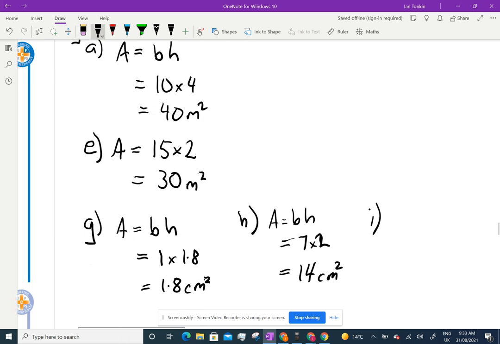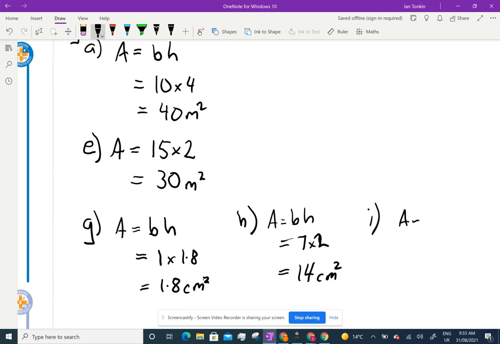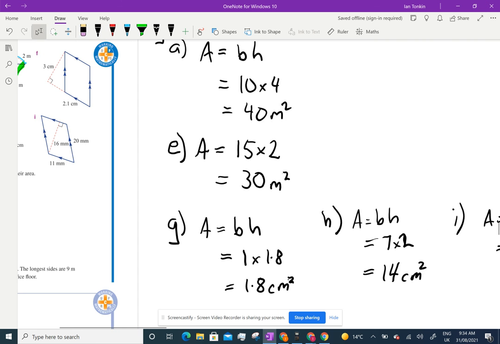Now, the area is base times height. Okay, which ones am I going to use? Which ones do you think? Well, my height's always indicated with a right-angle marker, and it's the one that tells me. So if that's a height, I need that base.